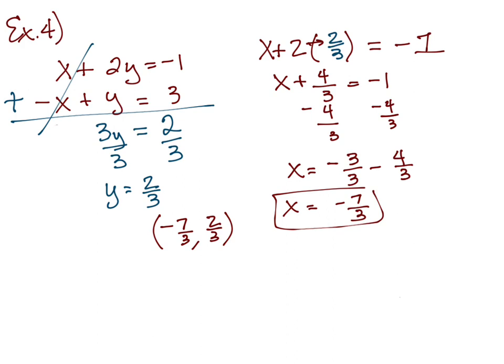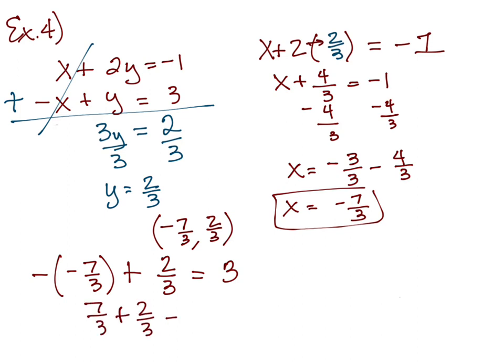And your last step here is going to be check it. You want to make sure that that solution works. We used the first equation to find it, so we're going to plug into the second equation to check it. So I've got negative 7/3 plus 2/3 should equal 3. Oh, wait, positive 7/3 plus 2/3 makes 9/3. Is that 3? Yeah. So we're good.